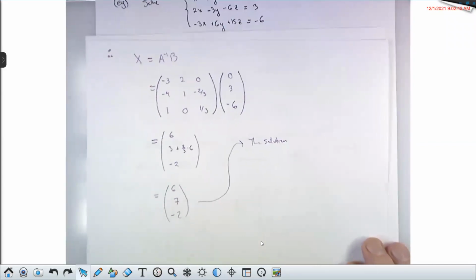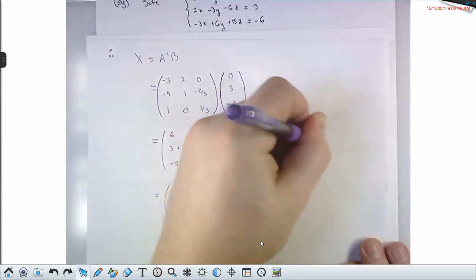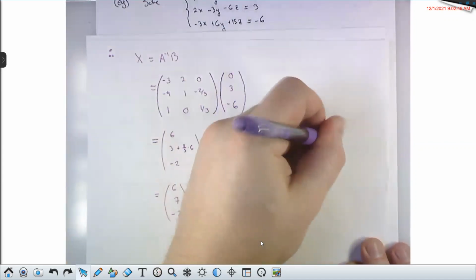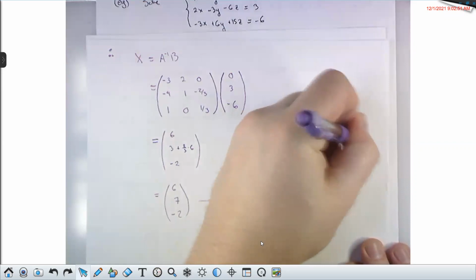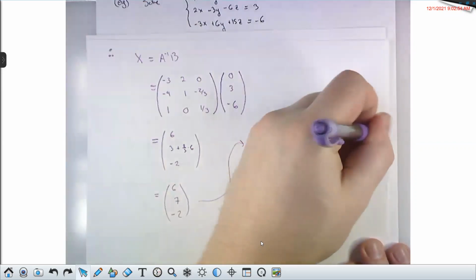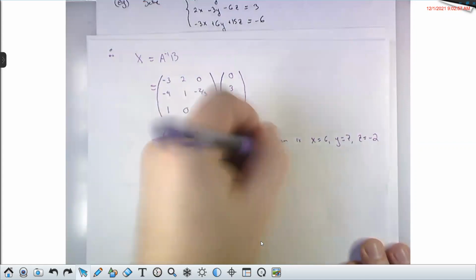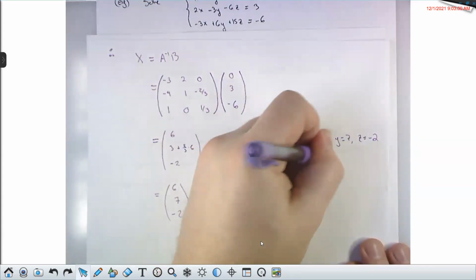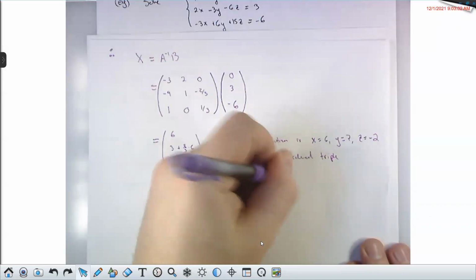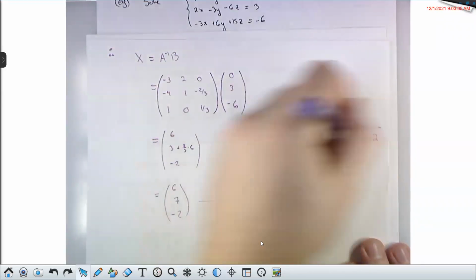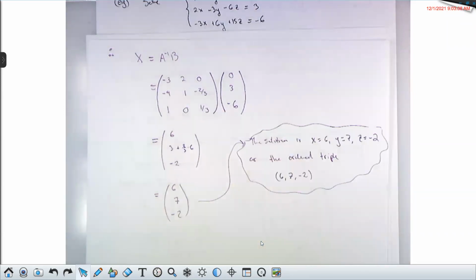The solution is, if you want to write them separately, little x equals 6, little y equals 7, little z equals -2. For the ordered triple, 6, 7, -2. So this is kind of the full story. This is as much of the story of linear systems as we could possibly tell you in a pre-calculus class.